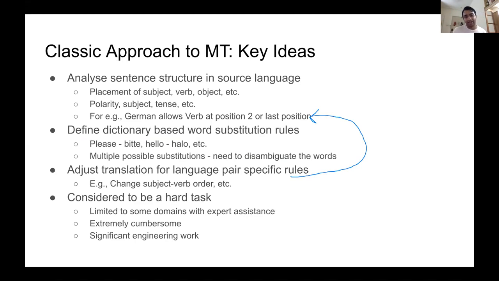And this is considered to be a very hard task because, as you can see here, you need knowledge about both the languages at play. This is quite cumbersome to do, this sort of analysis for pairs of languages. There can be quite a lot of exceptions to the rule. There's a lot of engineering work to do. And additionally, even after doing so, you might find that this only works within specific domains. So for example, you might be able to follow these rules and translate weather reports from one language to another, but it might be quite hard to apply it in a broad sense for all documents of the language coming from around. So these are the shortcomings of the classic approach.